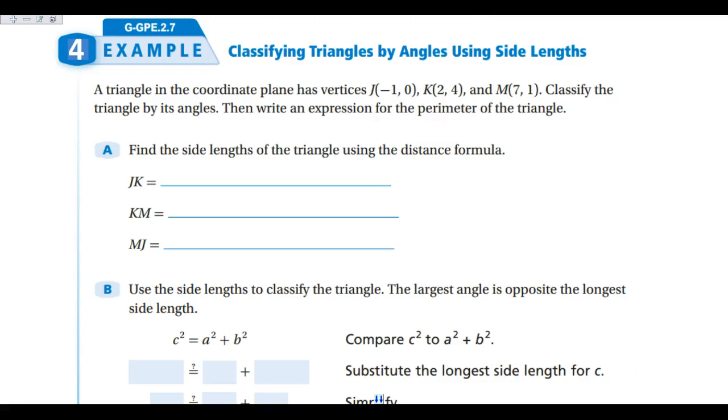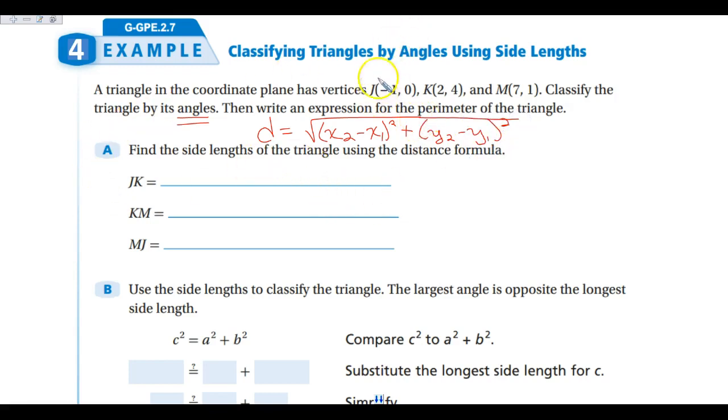Okay, so once again, we are given the coordinates of 3 vertices of a triangle, but this time I want to classify the triangle by its angles. So I want to classify it as obtuse, acute, or right. And again, to do that, I'm going to need to find the length of each side of the triangle. A reminder, and this is on your paper at the top, our distance formula is the square root of x2 minus x1, quantity squared, plus y2 minus y1, quantity squared.